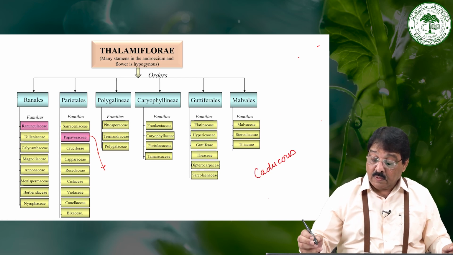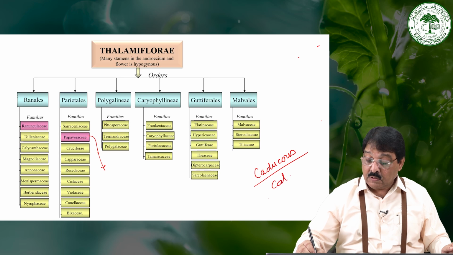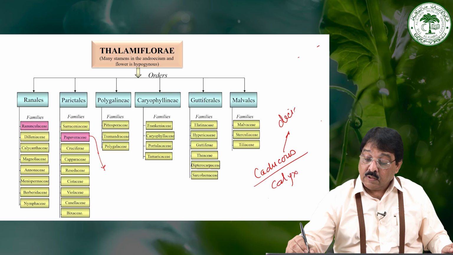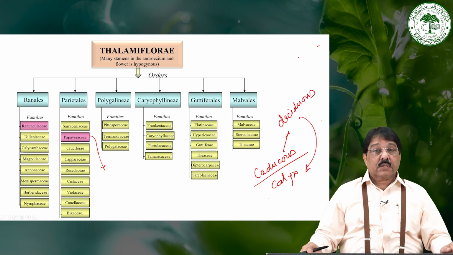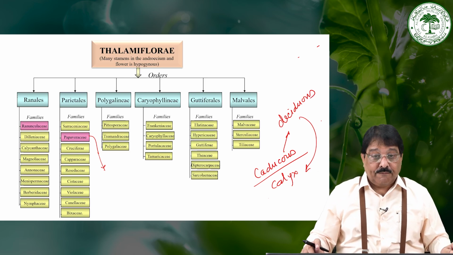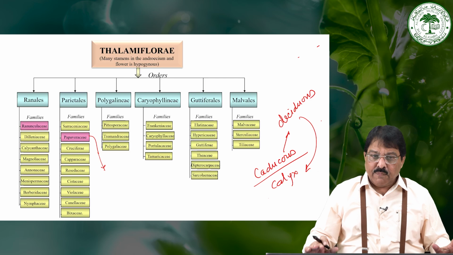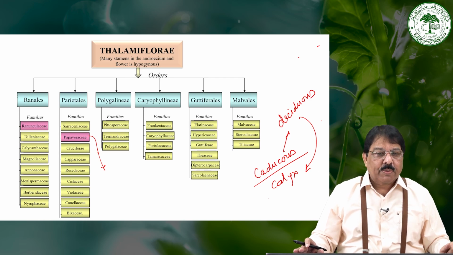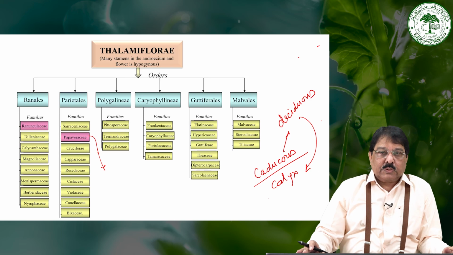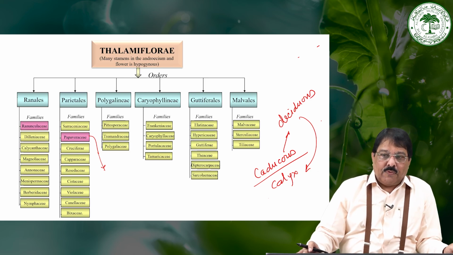Caducous calyx, or you can say the deciduous calyx. It means that whenever the flower is open, the calyx will fall off. You can never find the calyx in an open flower. All the members of the Papaveraceae will have the caducous or deciduous calyx. Whenever the flower is open, the calyx will fall off.